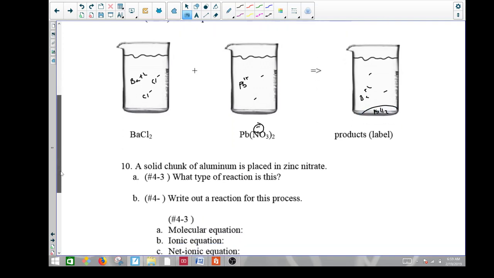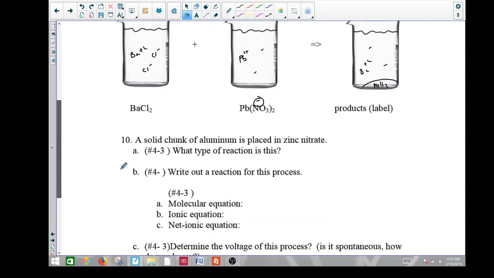Alright, next up here, we have ourselves another little scenario: a solid chunk of aluminum is placed in zinc nitrate. So it should be a solution of zinc nitrate, aqueous, not solid. What type of reaction is it? Well, we have simple aluminum. Let's write out the reaction.